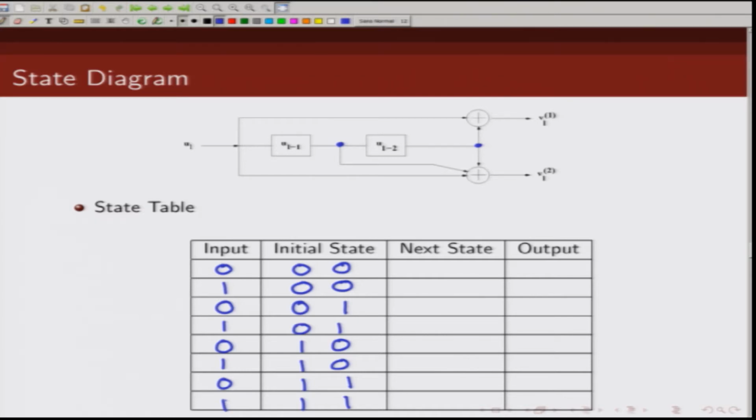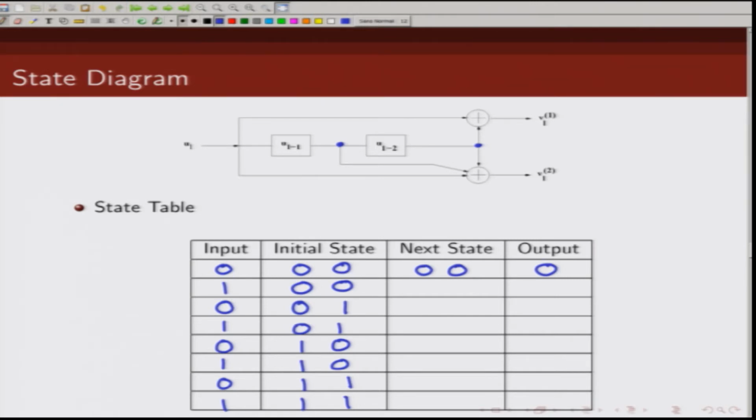Now, what is going to happen in the next state? When there is a transition, this 0 will move in here and this is 0 0. So, when a 0 comes and you are in initial state 0 0, this will move to state 0 0. So, it will remain in state 0 0 if the input is 0. And what is the corresponding output? Since the input is 0 and the state is 0, what you will get here is 0 plus 0 is 0 and 0 plus 0 plus 0 is 0. So, output will be 0.